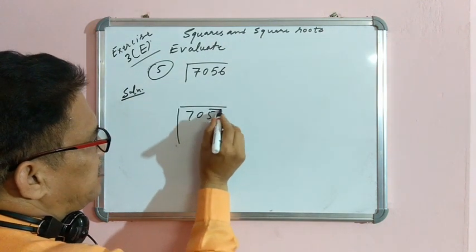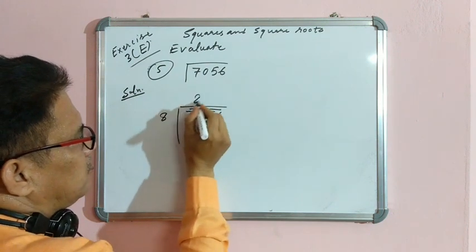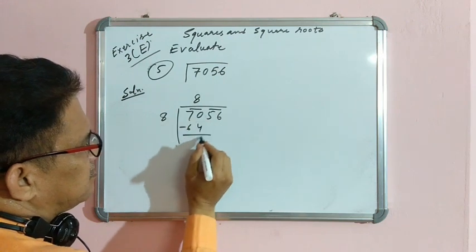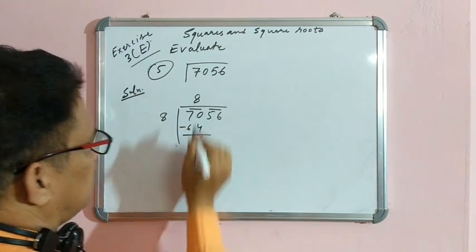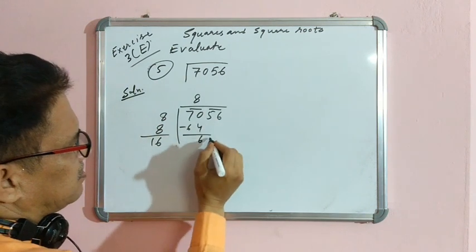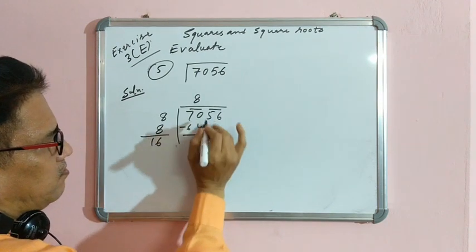Question: 7056. Pair from right. So we are getting this, 8 8s are 64, we know. So we will write 8 8s are 64. What we are getting? Minus. Then we are getting 6. We will add here 8 plus 8, that is 16. Now 56 will come here altogether, both the numbers will come here, 56 the whole pair.